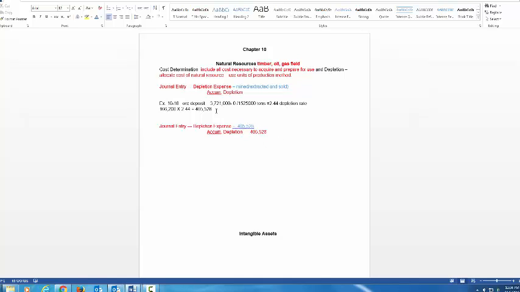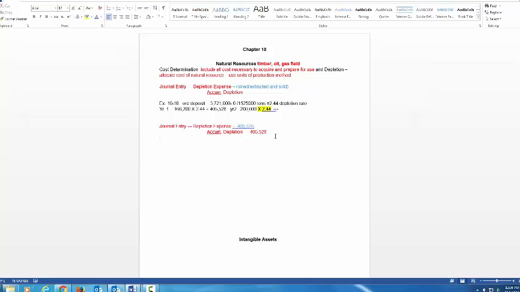So that was year one. The next year, let's say that they mined 200,000 tons of ore. We would take 200,000 and multiply it times 2.44. My point is that this 2.44 does not change. It remains the same every year. Okay, so that's depletion.